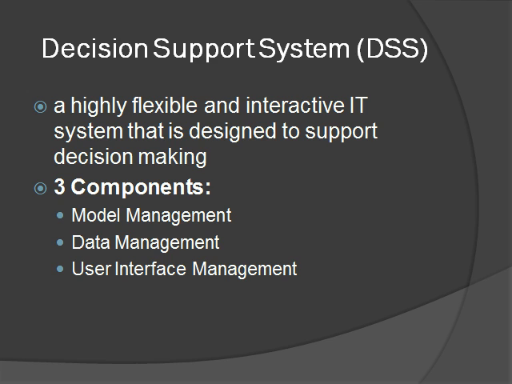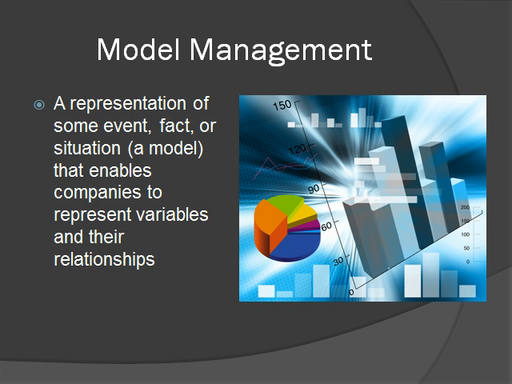A decision support system is a flexible and interactive IT system that is designed to support decision making. It consists of three components: the model management component, the data management component, and the user interface management component. Let's begin with the model management component. Model management is a representation of some fact or situation that enables companies to represent variables and their relationships.